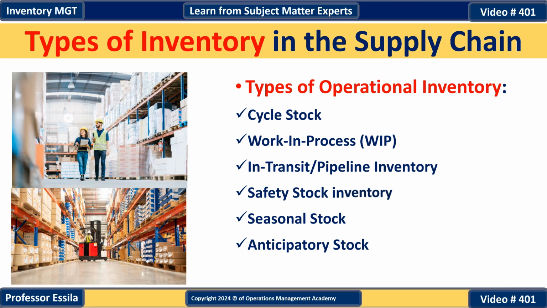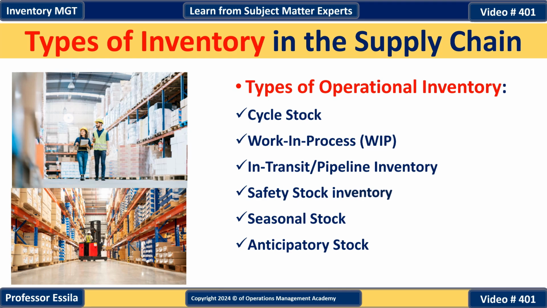And then in-transit inventory, we also call that pipeline inventory, is inventory currently being transported from one location to another. So it is on the truck or another logistic unit. An example is electronics shipped from a manufacturing plant, let's say in China, to a warehouse here in the United States. So that will qualify as pipeline inventory or in-transit inventory.